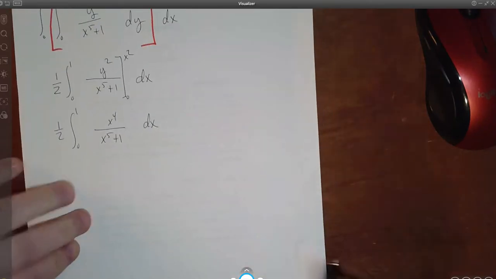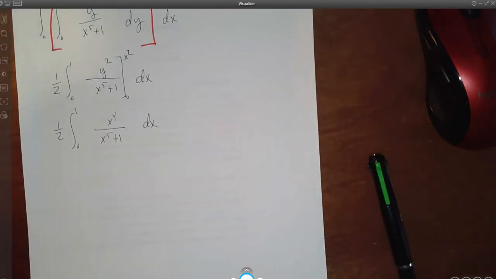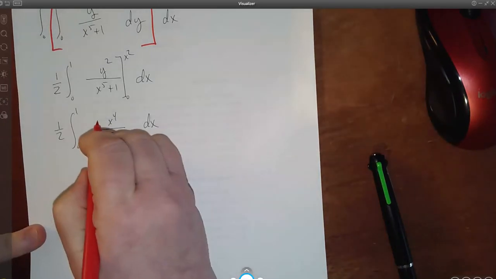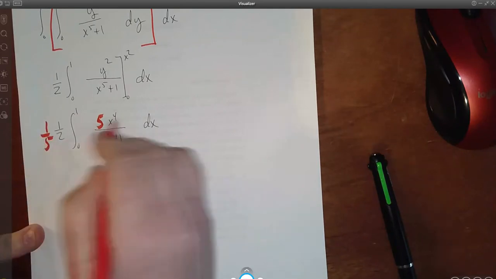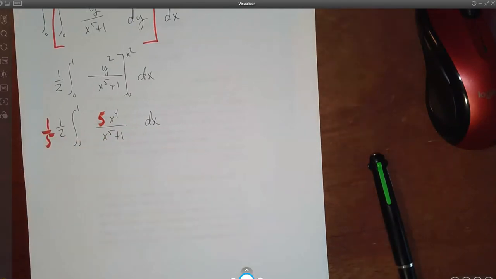Okay, now I'm much happier. I see a nice x to the 4th on top. The derivative of the bottom is 5x to the 4th. I don't have that 5, but I can cheat and say, here's my 5. And then I'll put a 1/5 outside, so they will cancel. So I've got my magic 5 to help me do substitution.